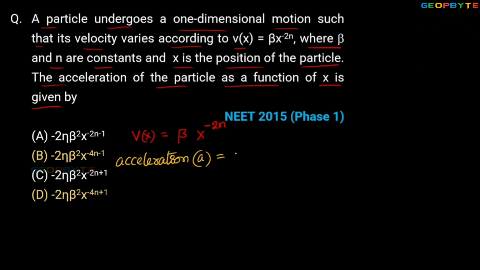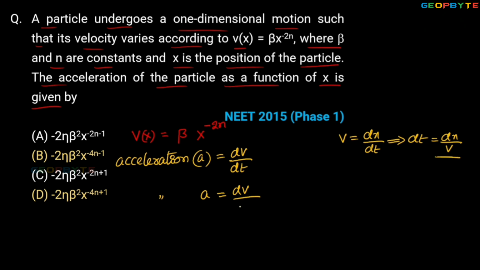a equal to dv by dt. But as you know, velocity v equal to dx by dt. From this I can write that dt equal to dx by v. Therefore, acceleration a equal to dv by dt equal to dv by (dx by v), which can be written as v into dv by dx. That is the acceleration.